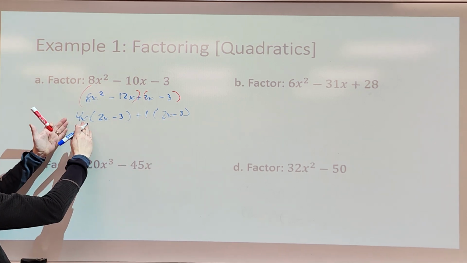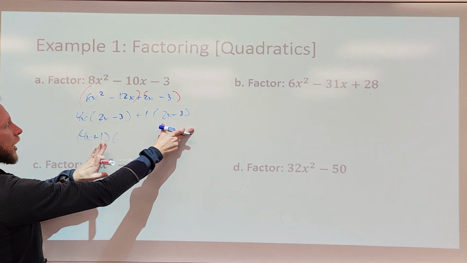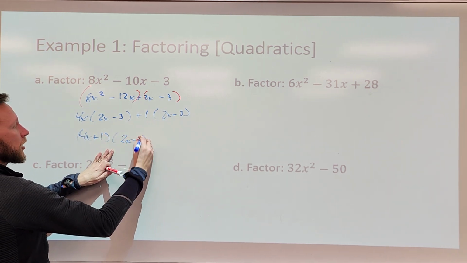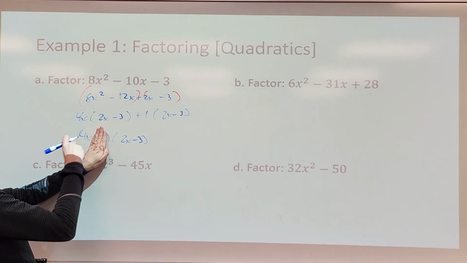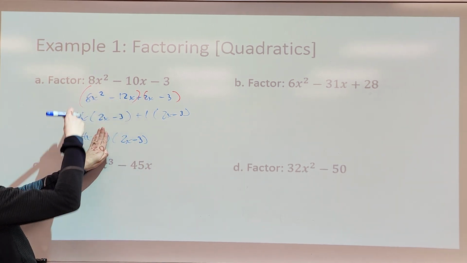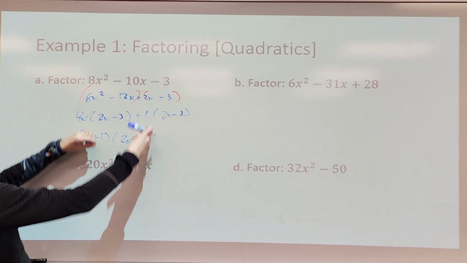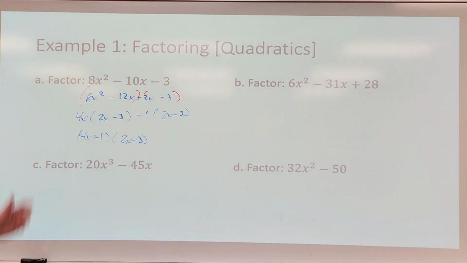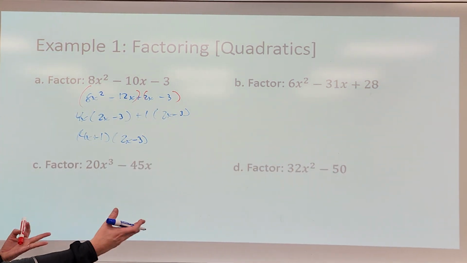Because when we do FOIL, we're taking the first term, 4x, and we're multiplying it by 2x minus 3. And we take the second term and we multiply it by 2x minus 3. So FOIL is double distribution. 4x times 2x minus 3, that's this part, plus 1 times 2x minus 3, that's that part. And that's how we do double distribution or FOIL. And so obviously the expectation and the hope here is that you can handle this.